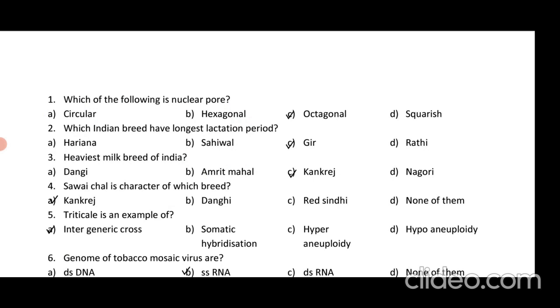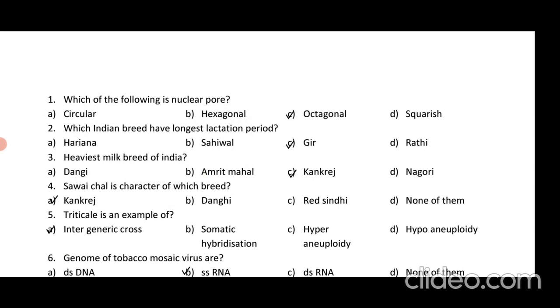Which Indian breed has longest lactation period? Gir has longest lactation period. Heaviest milk breed of India is Kankrej. Sahiwal chal is characteristic of which breed? Savai chal is the characteristic of Kankrej. Triticale is an example of intergenomic cross.